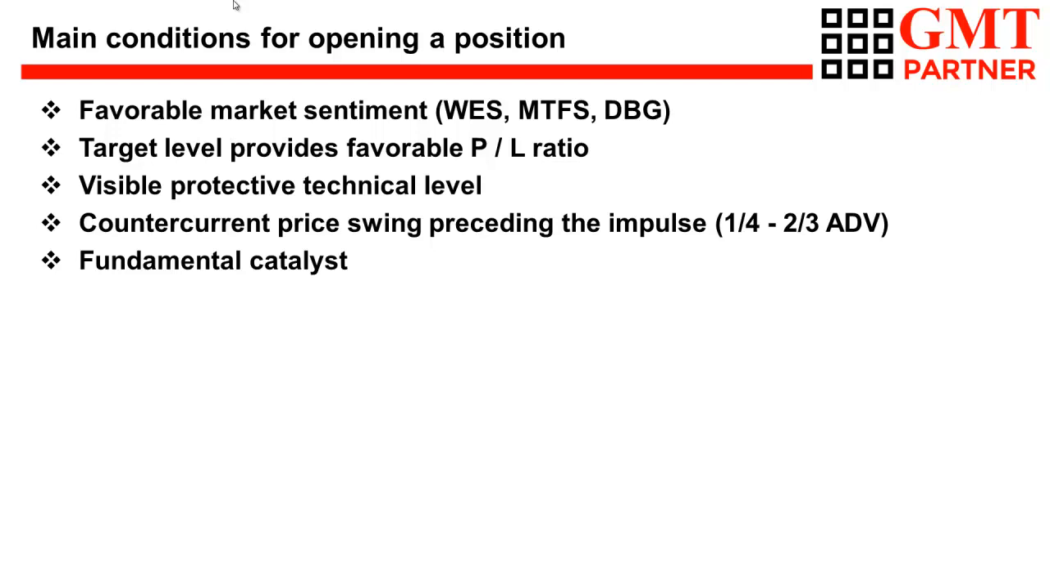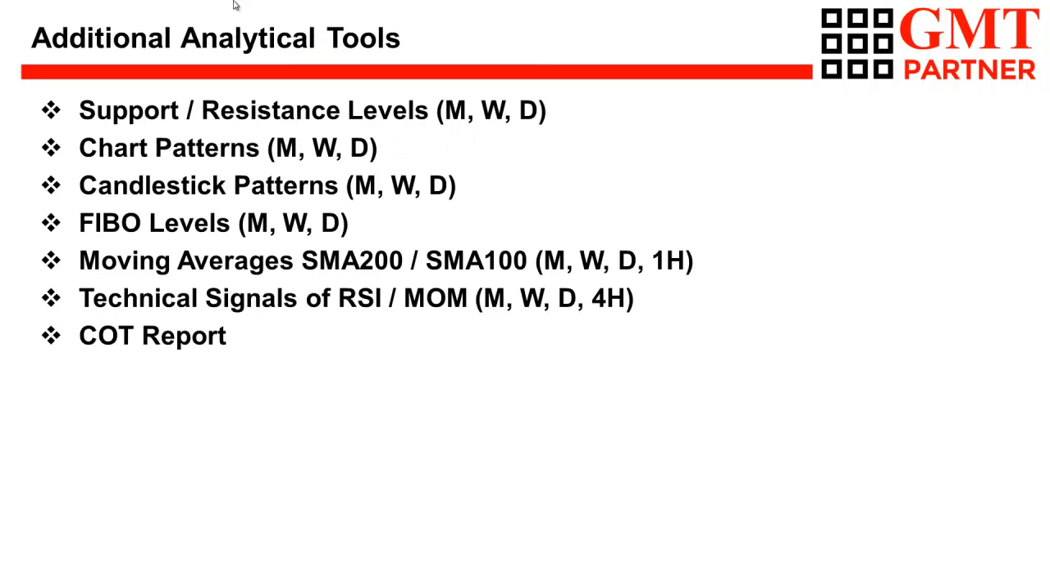4. There is a price movement with an amplitude from 1/4 ADV to 2/3 ADV of the selected financial instrument, depending on the time of the session, which is directed against the expected market impulse. 5. There is a catalyst in the form of a fundamental factor that has a significant impact on the market. Some additional analytical tools may also be useful in determining the most probable scenarios.